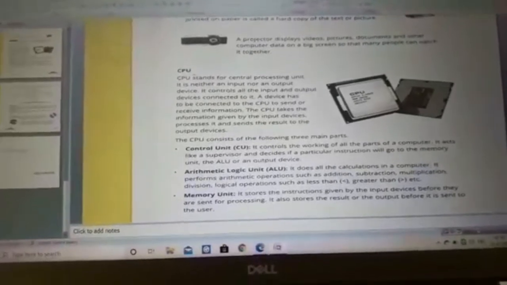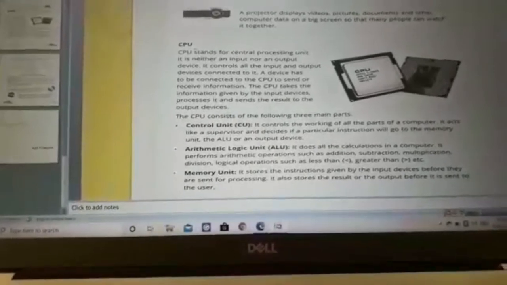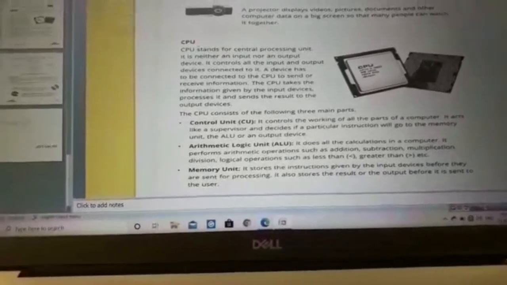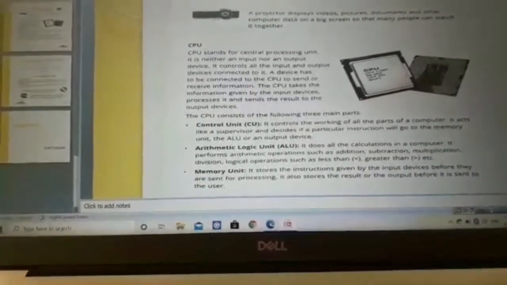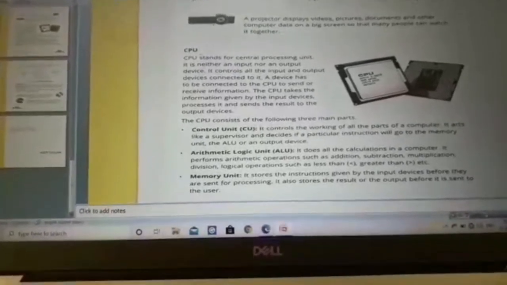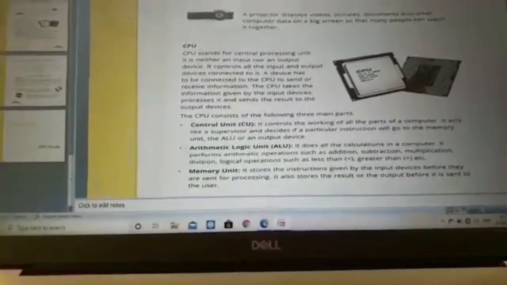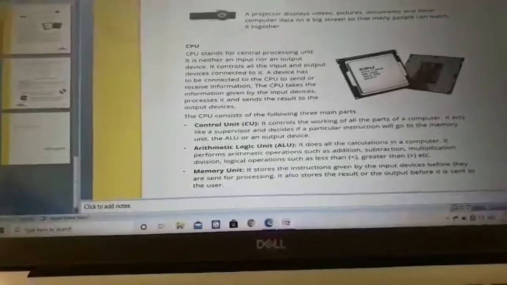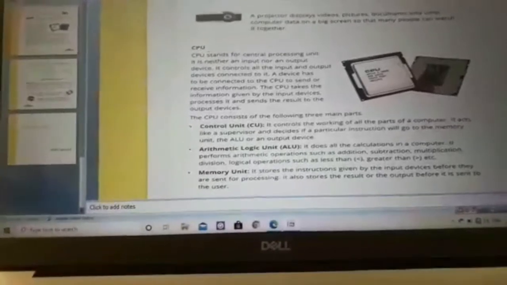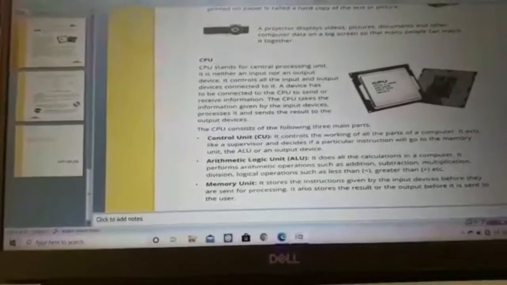So this is CPU. CPU stands for Central Processing Unit. You must have learned, and it is also called the brain of the computer. And इसका काम क्या है? What is its function? It controls all the input and output devices. अभी हमने input and output devices के बारे में पढ़ा. उन्हें control कौन करता है? CPU. Okay, now the CPU takes information given by the input device. Input devices information send करती हैं. CPU उस information को लेता है, उस information को process करता है और उसका result send करता है to the output devices.